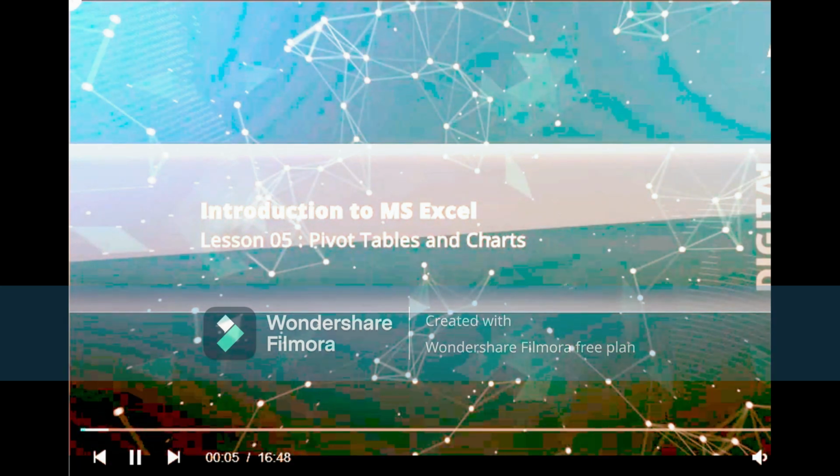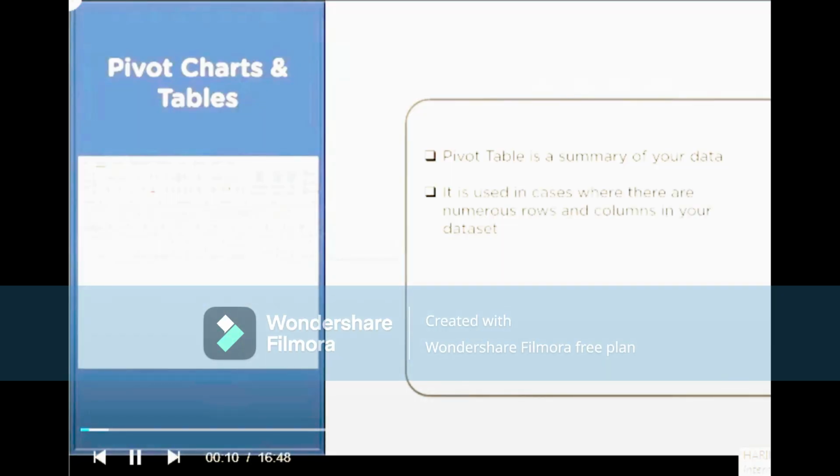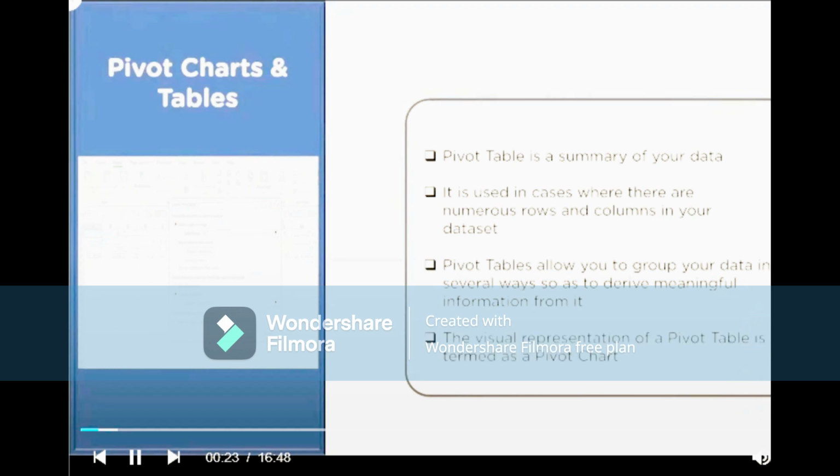A pivot table is a summary of your data. It is used in cases where there are numerous rows and columns in your data set, and it allows you to group your data in several ways so that you can derive meaningful information from it. Now, the visual representation of a pivot table is termed a pivot chart.